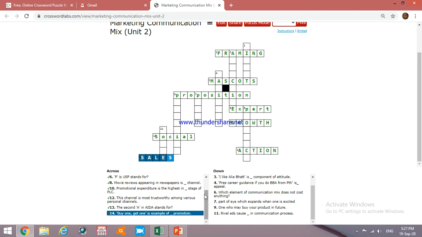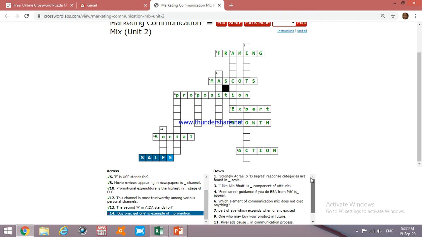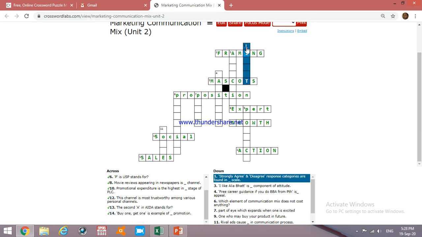So with this we have completed the across part. Now we are moving to the down part, right? Strongly agree and disagree response categories are found in which scale? I hope you remember that you have already read about this in semester 4, wherein we talked about these scales in research methodology. So I hope you remember that these kind of response categories are generally found in Likert scale. So let me write down Likert here.